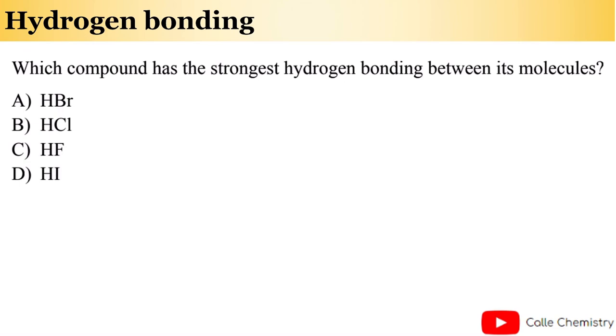Moving on to hydrogen bonding. Which compound has the strongest hydrogen bonding between its molecules? Well, hydrogen bonding happens between molecules, and it happens when a hydrogen is attracted to an N or O or F from another molecule. And this N, O, or F needs to be connected to a hydrogen. So let's take a look at these. So HBr.